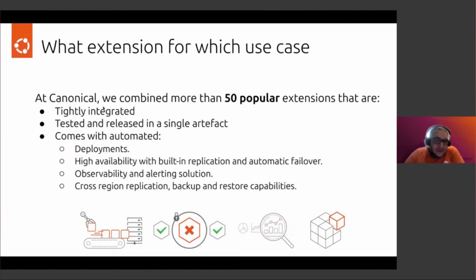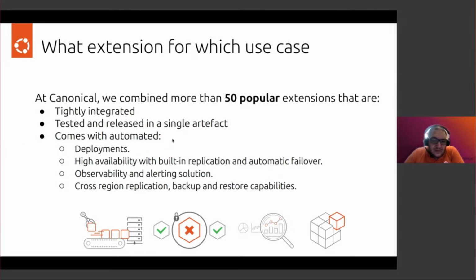And I'm finishing by saying that at Canonical we combine more than 50 popular extensions that are not only combined but tightly integrated together, tested and released in a single artifact. Because it's one thing to add one extension to a PostgreSQL installation. It's another thing if you would like to add a number of extensions and make sure that they work together. Of course, some of those extensions are orthogonal and cannot work at the same time, but through our testing and automation, we make sure that you can at least install all of these.